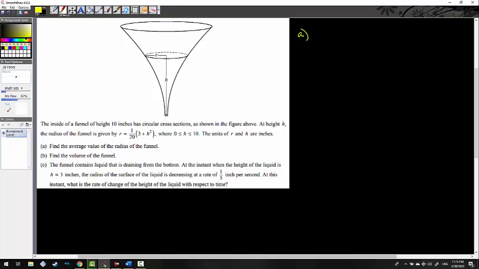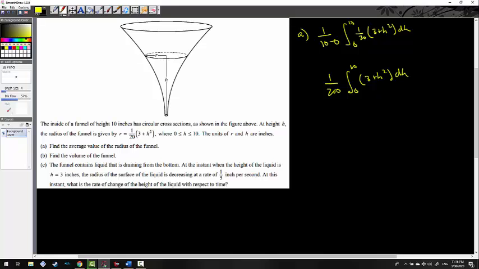Well, average value, when I hear the word average value, I think about 1 over b minus a. So 1 over b minus a would be 1 over 10 minus 0 times the integral from 0 to 10. Since I'm finding the average radius of the funnel, I will go and integrate r. Well, what is r? R is this function here, so it's going to be 1 over 20 and then 3 plus h squared dh. This 1 over 20, I'm going to kick him out and call him 1 over 200 from 0 to 10 of 3 plus h squared dh.